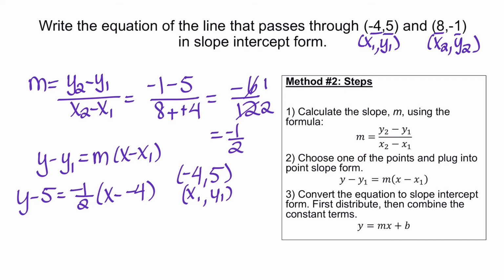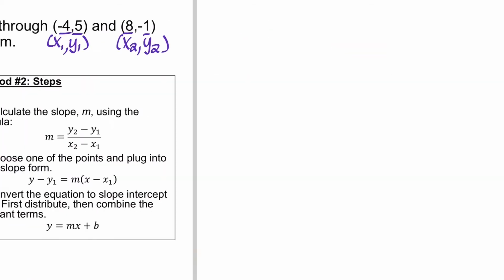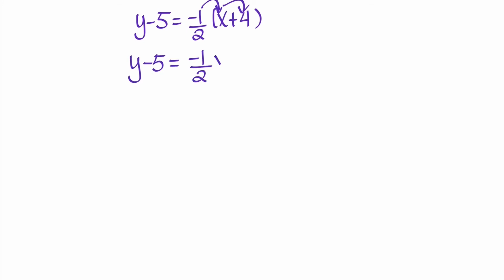Now let's simplify this. We get y minus 5 equals negative 1/2 times x minus negative 4, which is going to be plus, so we have x plus 4. So we have y minus 5 equals negative 1/2 times x plus 4. We're going to start off by distributing the value of the slope. We distribute the slope and we get y minus 5 equals negative 1/2 times x plus negative 1/2 times 4.